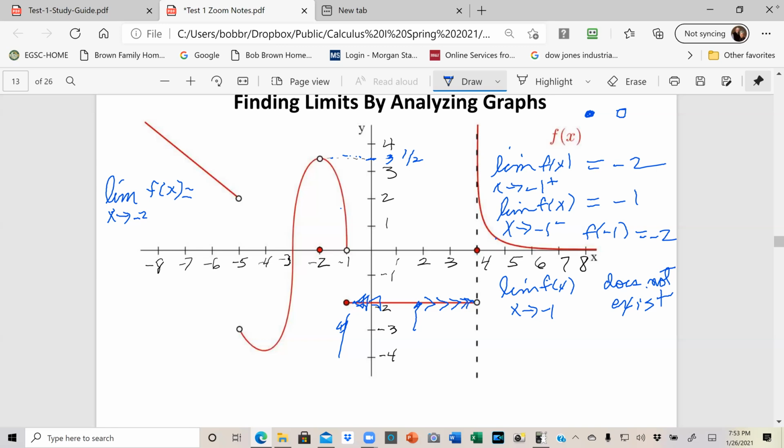Very good. Exactly right. Because let's go from the left. You go from the left, it's getting closer to 3.5. You go from the right, it's getting closer to 3.5. And so the right and the left agree, so this is true. However, f of -2 is what?